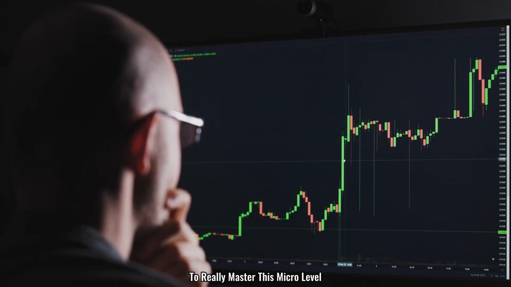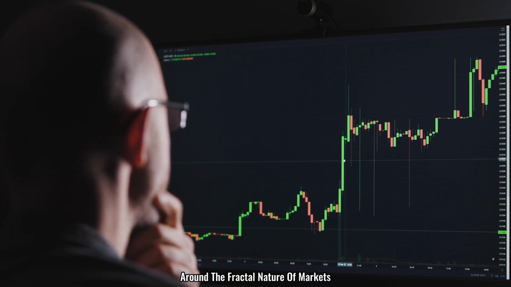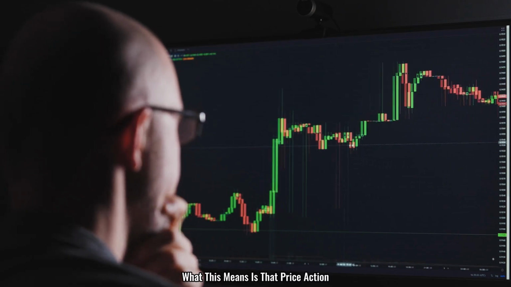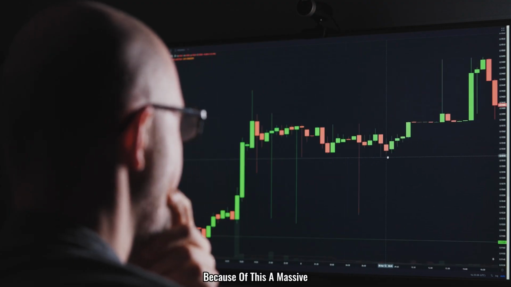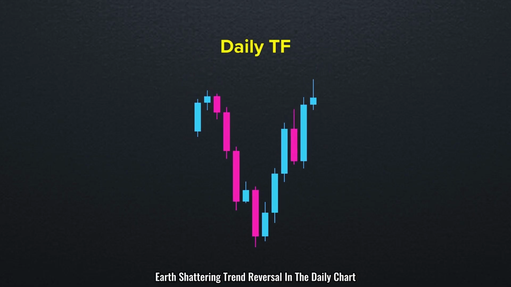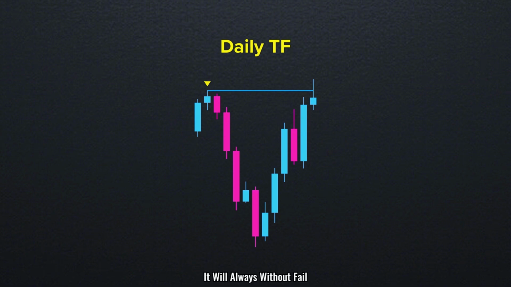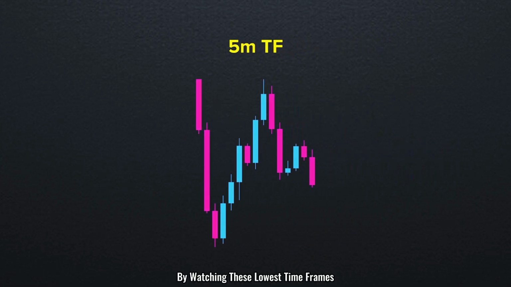To really master this micro level, you've got to wrap your head around the fractal nature of markets. What this means is that price action behaves exactly the same way, regardless of the time frame you're looking at. Because of this, a massive earth-shattering trend reversal in the daily chart doesn't just happen all at once. Actually, scratch that. It never happens all at once. It will always, without fail, begin as a tiny change of character on the 5-minute chart first. By watching these lowest time frames, right, when price is tapping into our higher time frame zones, we can catch these monumental shifts in the market at their exact inception.